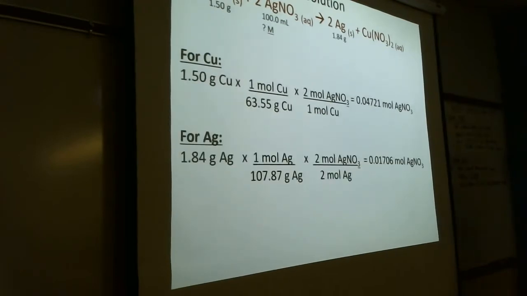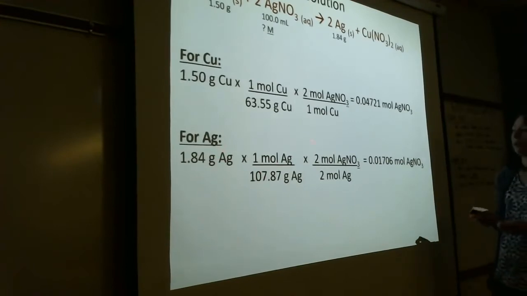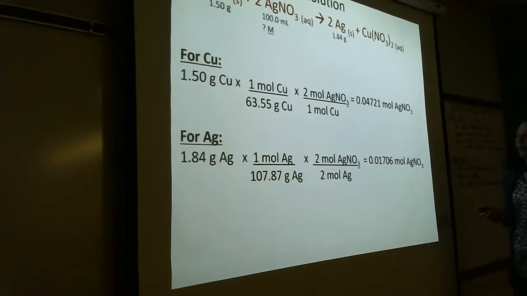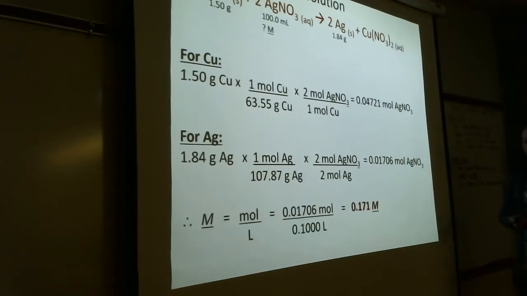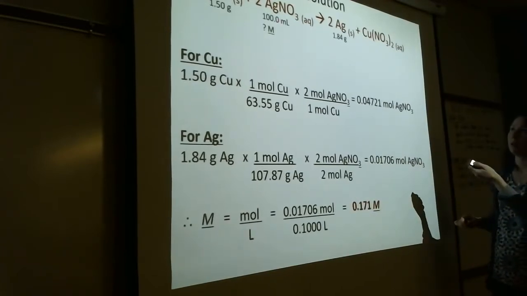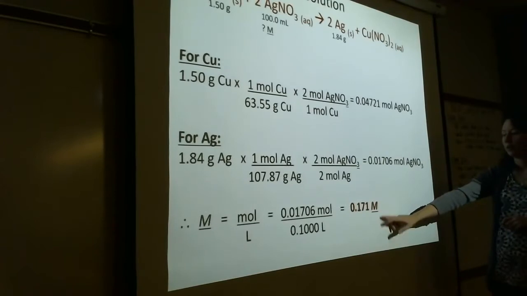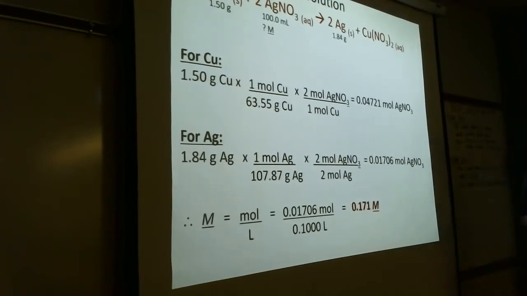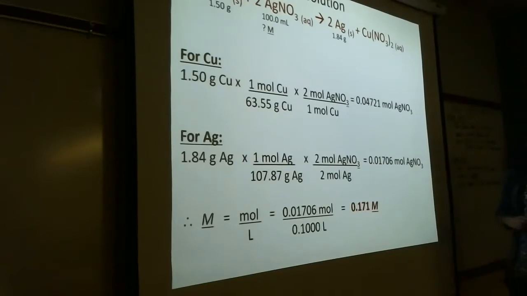That's what I got for silver. Grams to moles, mole ratio here is 2 to 2. So I got 0.01706 versus 0.04721. Pick the smaller number. Which is smaller, 0.01 or 0.04? 0.01 is my smaller number. Therefore, molarity is moles over liters. So I use my smaller number of moles and I divide it by my 100 milliliter sample, so 0.1 liters. And then keeping 3 significant figures, I got 0.171 molar. Did you?